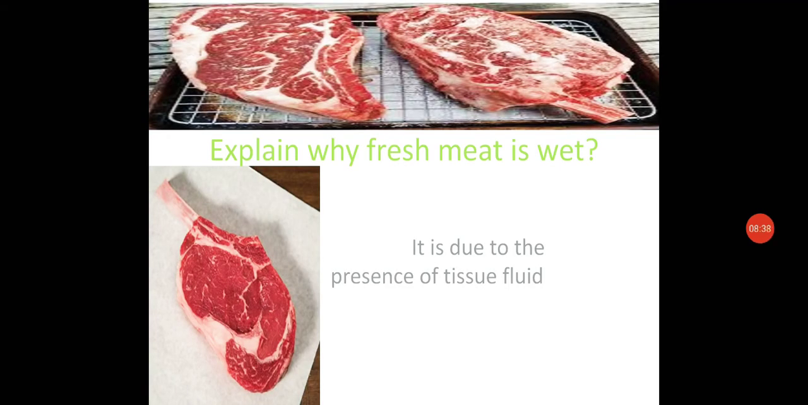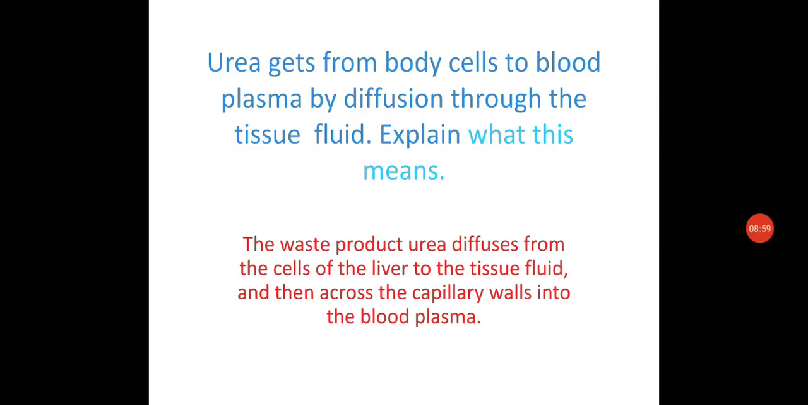Explain why fresh meat is wet. So here you are watching this fresh meat has a wet appearance. It is due to the tissue fluid that is present inside this meat. Urea gets from body cells to blood plasma by diffusion through the tissue fluid. Explain what this means. The waste product urea diffuses from the cells of the liver to the tissue fluid and then across the capillary walls into the blood plasma.